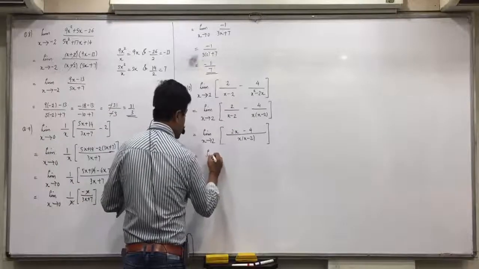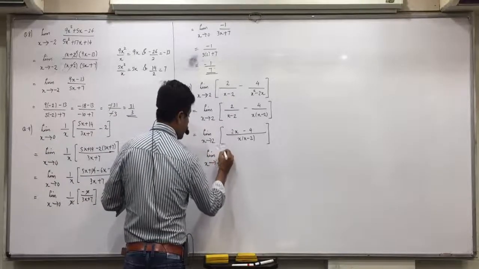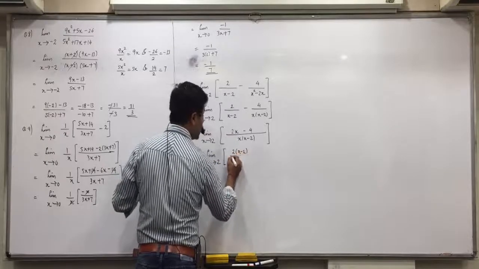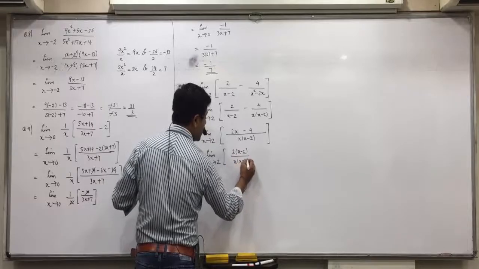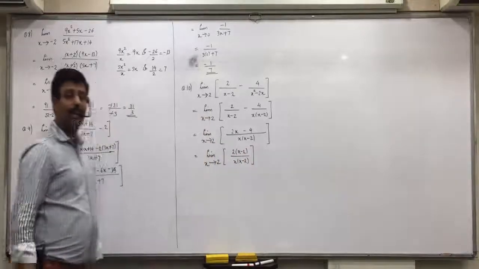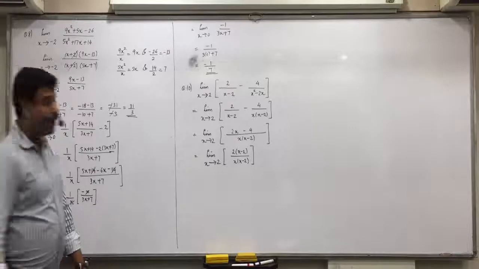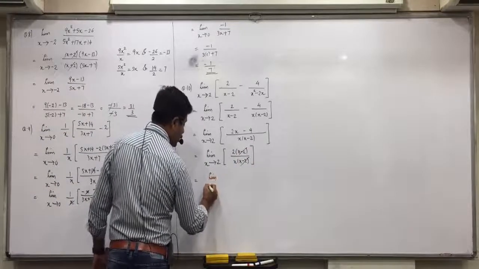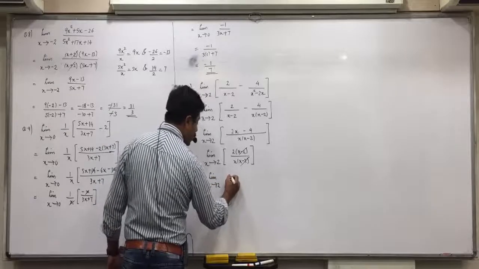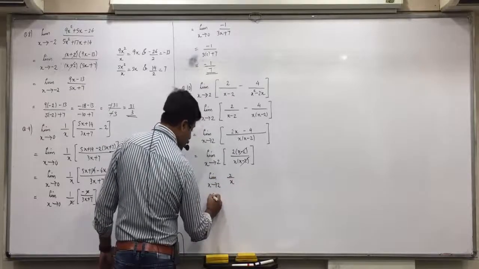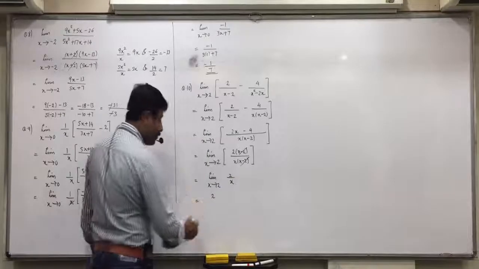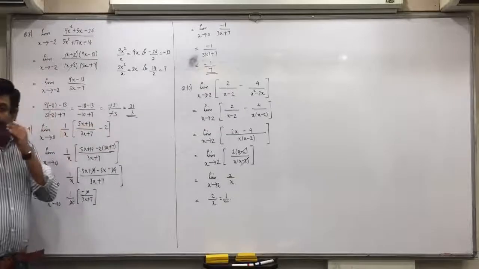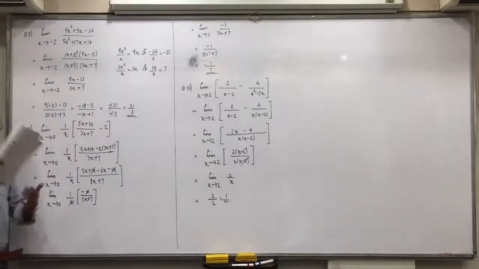Now limit x tends to 2. In 2x minus 4, 2 is common: x minus 2 upon x minus 2. See, do we get x minus 2 common factor automatically or not? Now x minus 2 gets cancelled. So limit x tends to 2, 2 by x. Now we'll substitute, so we don't have to write limit. 2 by 2, 1. All are able to understand this?